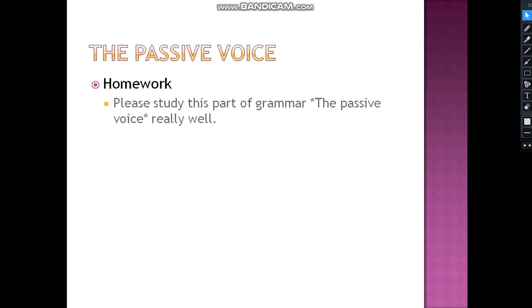I'm not going to give you a homework. We're going to solve the questions together because you have exams, but I need you to study the passive voice very well. There is not going to be a lesson tomorrow, so I really hope you study it tomorrow. On Wednesday, though, we are going to solve exercises about the passive voice.